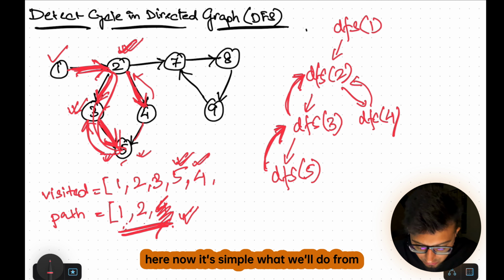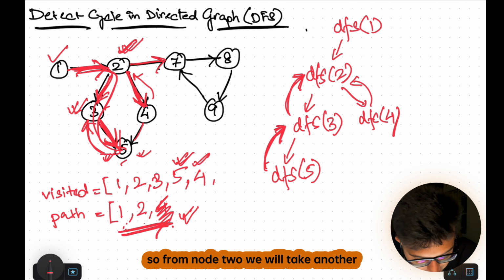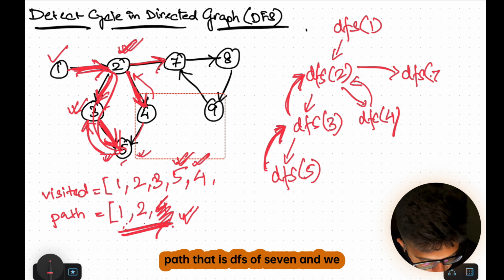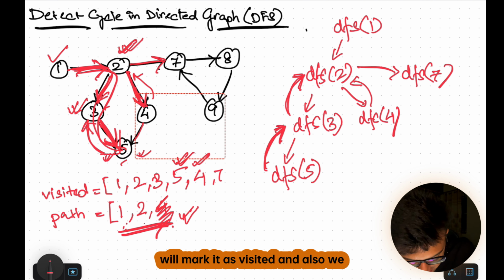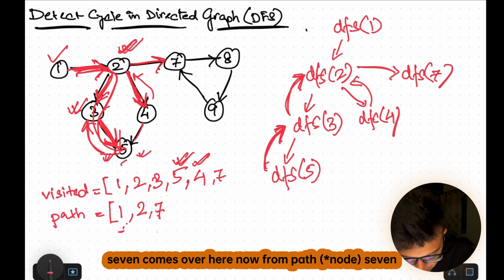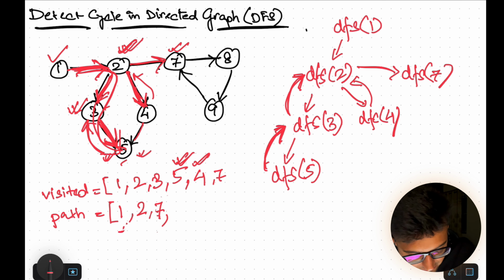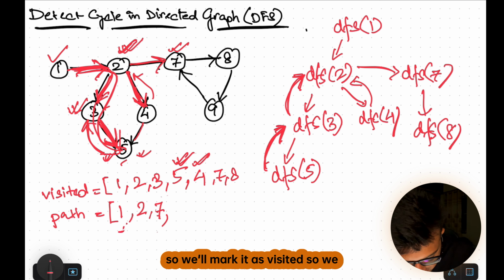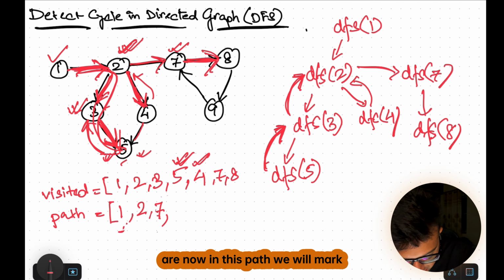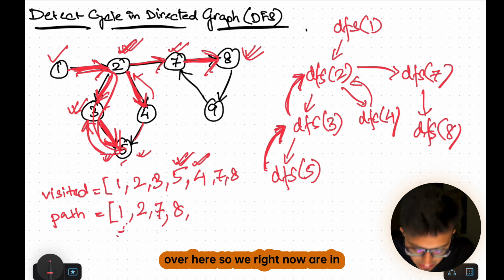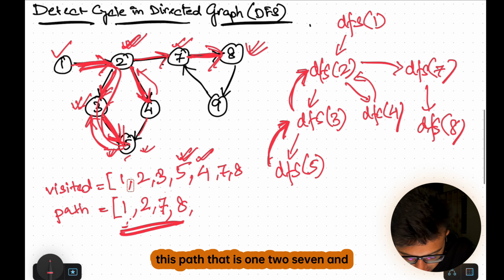Now it's simple. From node 2 we'll go to node 7. So from node 2 we will take another path, that is DFS of 7, and we will mark it as visited, and also we will put it in our path value. Path 7 comes over here. Now from 7 we have to go to DFS of 8. So we'll mark it as visited and put it over here. So right now we are in this path, that is 1, 2, 7 and 8.